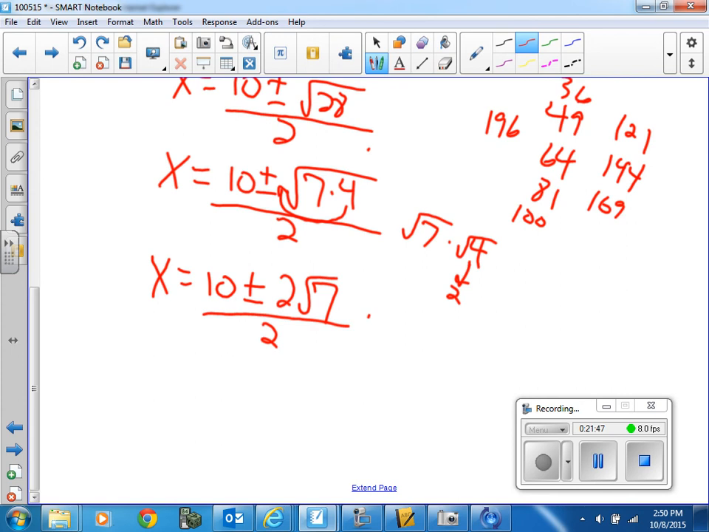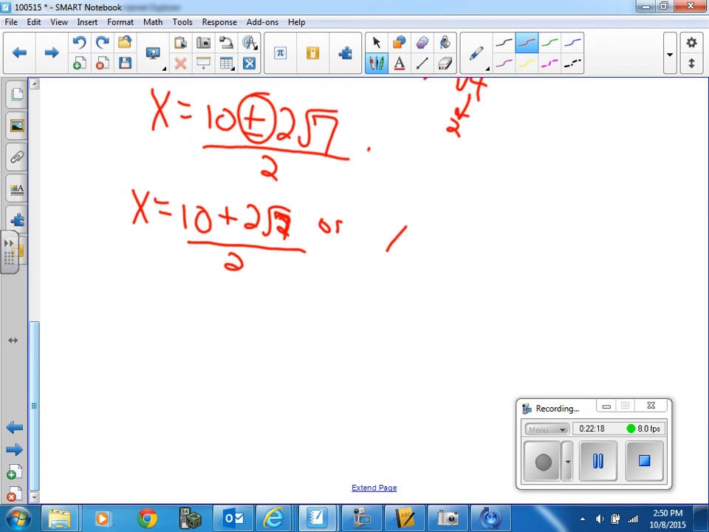And at this point, remember, sometimes you have 2 solutions, sometimes you have 1, sometimes you have no real solutions, but in this case we have 2 real solutions. And how do you get those? Well, you write x equals 10 plus, that's where this plus or minus comes into play, plus 2 radical 7, all over 2, or x equals 10 minus 2 radical 7, all over 2.